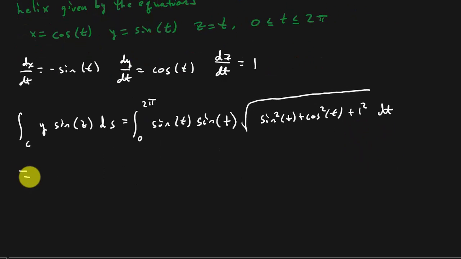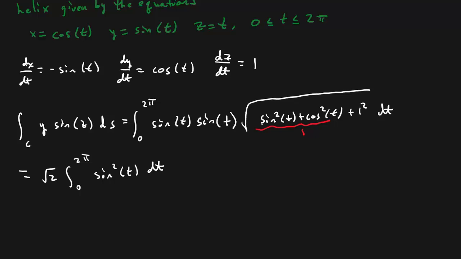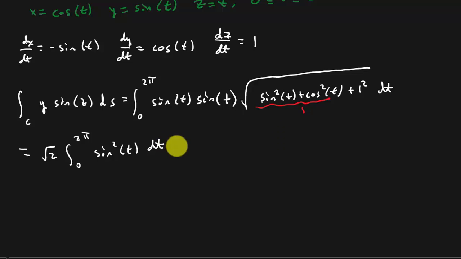And so this is going to give us the square root of 2, integral from 0 to 2 pi of sine squared t dt. Now, where did that square root of 2 come from? Well, remember, sine squared plus cosine squared is 1, so 1 plus 1 is 2, so I got the square root of 2, and I just brought it out in front. Okay?